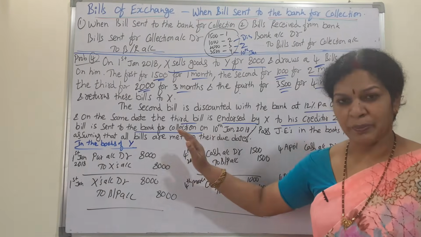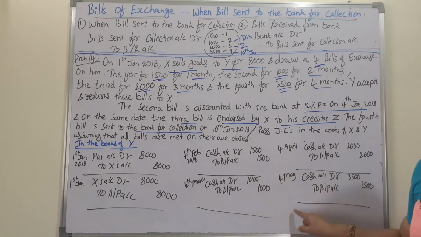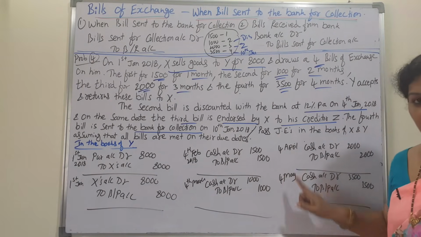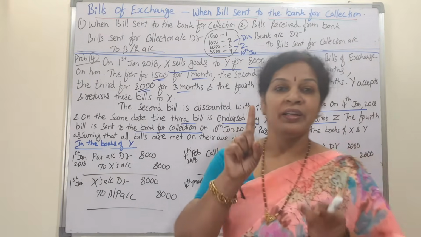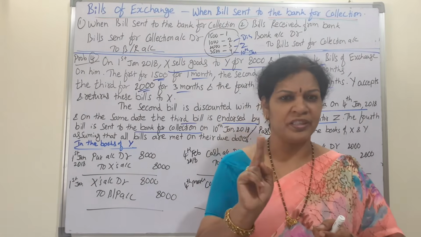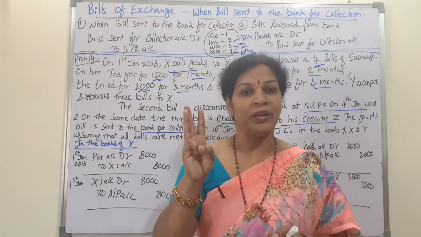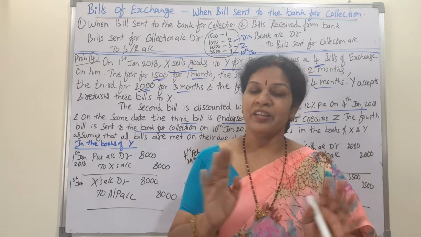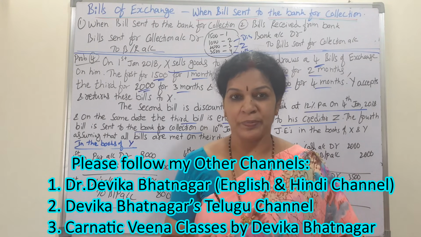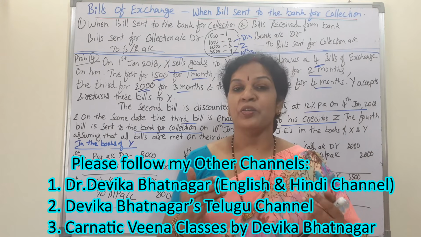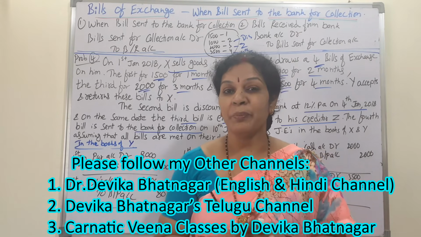Drawee books are normal as usual: purchasing the goods, accepting the bill, and on due date paying whatever amount for the first, second, third and fourth bill. That's all. This is the difference between drawer and drawee. The cases are bill sent for collection, endorsing, and discount of the bill. Rest of the transactions are easy. Mainly you have to focus on the drawer books. Drawer means creditor. If you are perfect there, this is easy, nothing to worry.